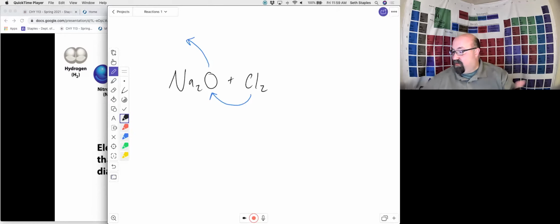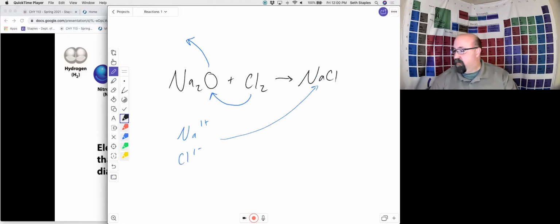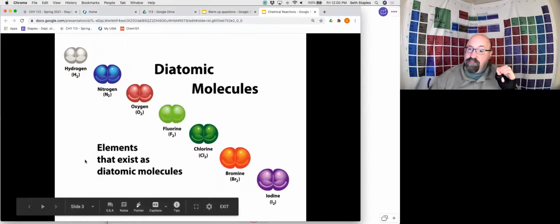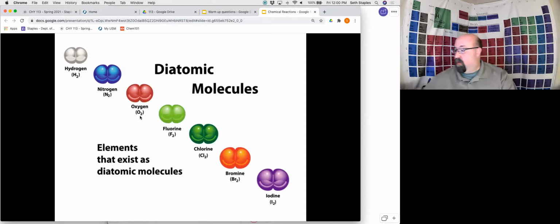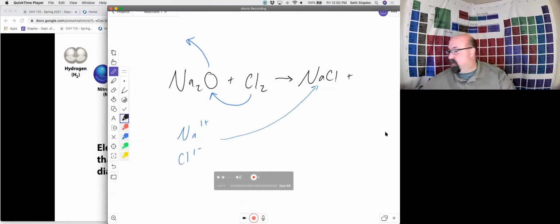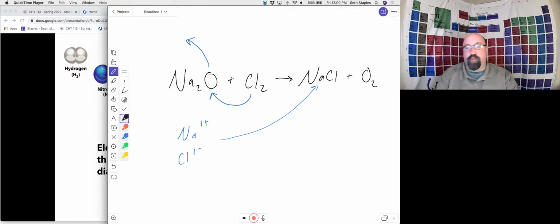When it does that, we use the rules that we learned about a couple lectures ago. We know that sodium has a 1 plus charge, chlorine has a 1 minus charge, and so when they come together now to form a new compound, the formula for that is going to be NaCl. Oxygen now has been kicked out and it's by itself. But when oxygen exists by itself, it exists as O2. And so we would have to reflect that here as O2.